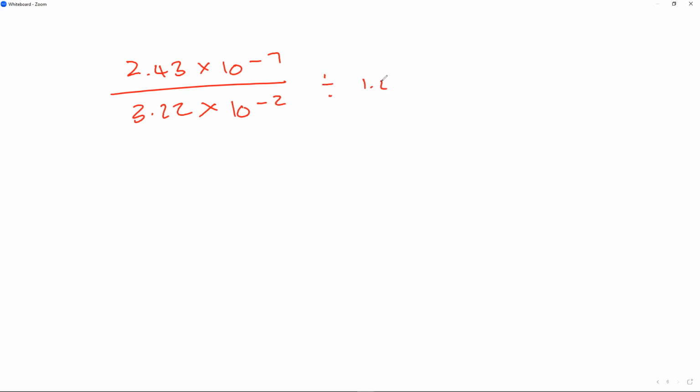Okay. Now you try this question. Let's suppose you got 2.43 times 10 to the power of negative 7, over 3.22 times 10 to the power of negative 2. And you want to divide it by 1.44 times 10 to the, let's say, 5 for this question. So you try this one and let me know when you're done.